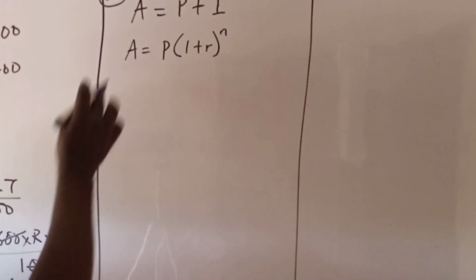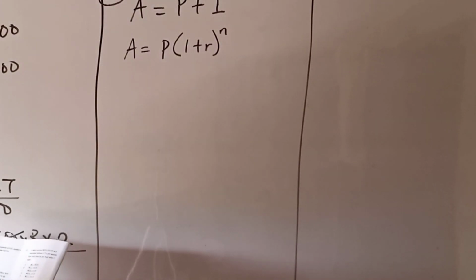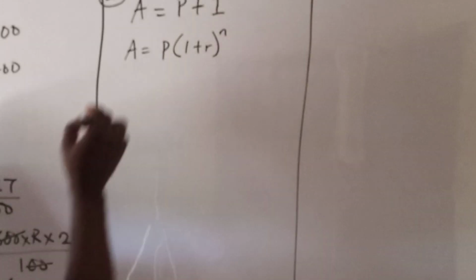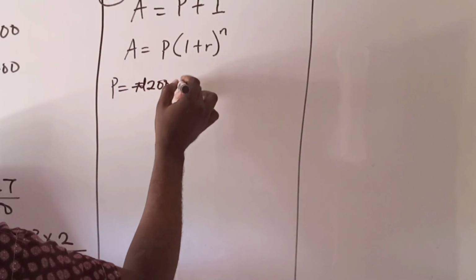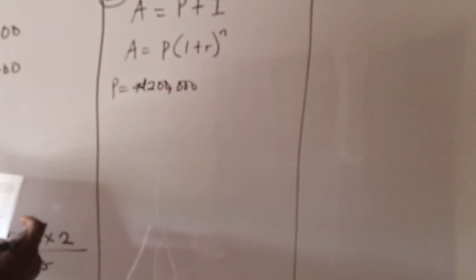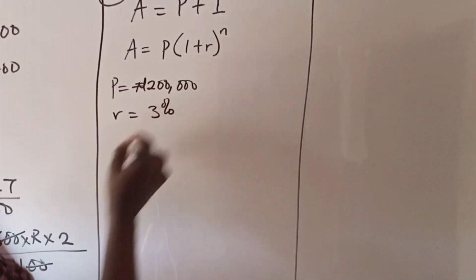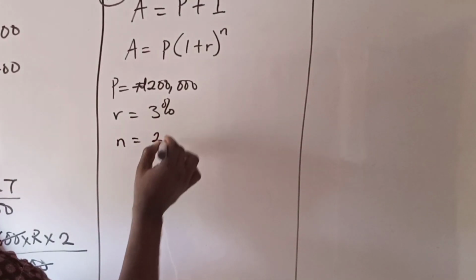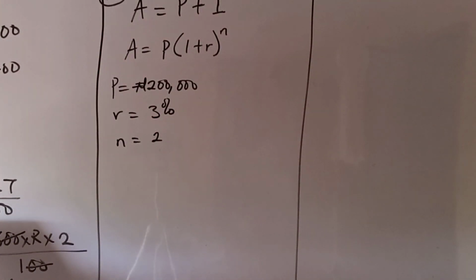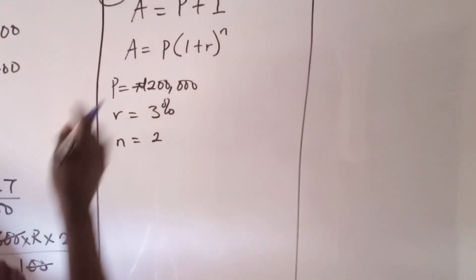Where A is the amount, and P is the principal. In this case, the trader borrows 200,000, so P here is 200,000 naira. And the rate R is 3% here. And the N, which is the years, is 2 years. So we need to now calculate how much he pays back after 2 years. So we need to find the amount.